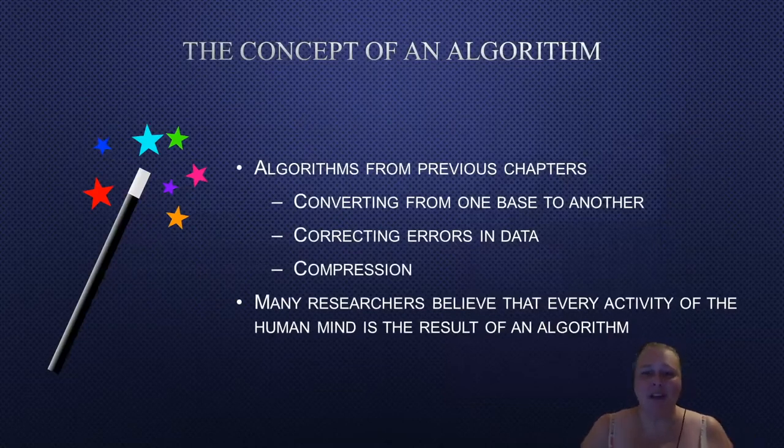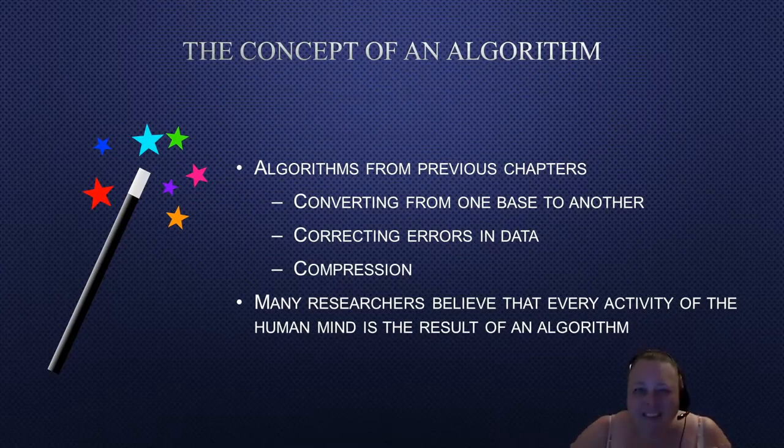So the concept of an algorithm. Now we defined an algorithm as a set of steps to define how to do something prior, probably chapter one-ish. But this chapter is really going to do the deep dive and look very closely at specifically an algorithm. So remember, we talked about algorithms when we converted between bases. We talked about doing the different steps of a magic trick, and those were all algorithms. Some researchers do believe that every action that a human performs is the result of some type of algorithm.